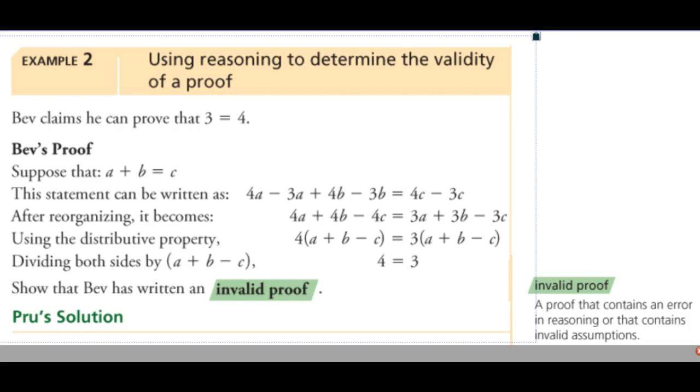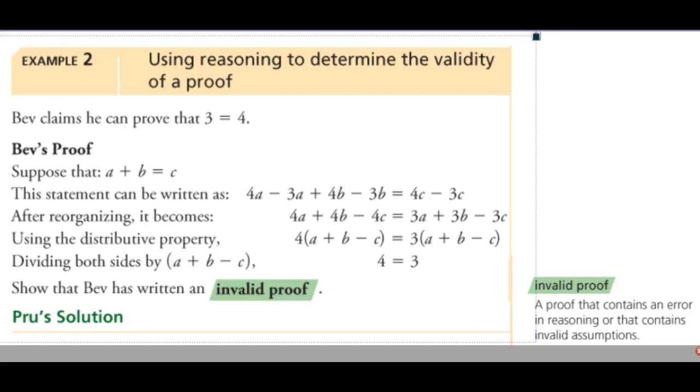Then he took out the common factor of 4 out of each, so he divided everything by 4 and put it on the outside. And on this side he divided everything by 3 and put it on the outside of the bracket. Now on the inside of the bracket he has A plus B minus C, and then he divides out on both sides by this, A plus B minus C, and you end up with 4 equals 3. So he proved that 4 does equal 3.